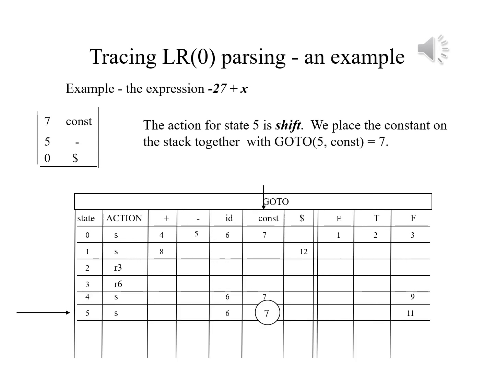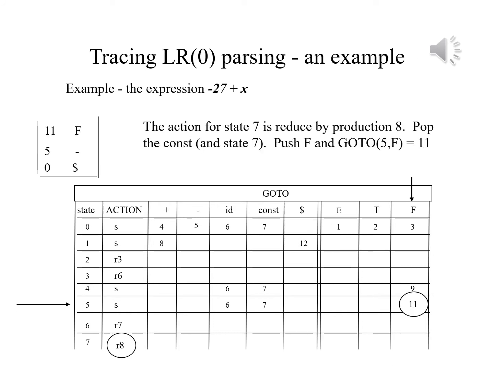The action for state 5 is shift. So we're going to prepare to shift on the stack a constant, in this case 27, together with the goto, and we find this looking at state 5 and the token constant, and this gives us state 7. The action for state 7 is reduce by production 8. F derives constant. We will pop constant along with state 7. We will then push F together with the goto of state 5 and F, which is state 11.